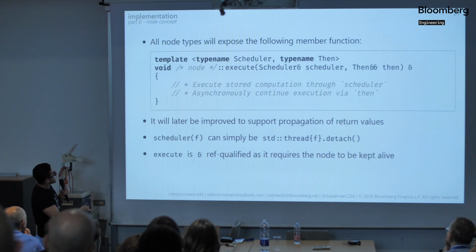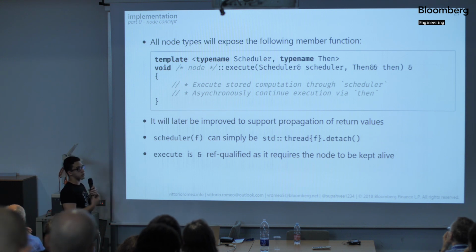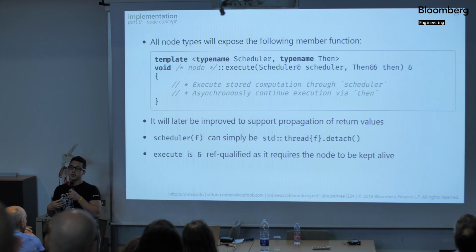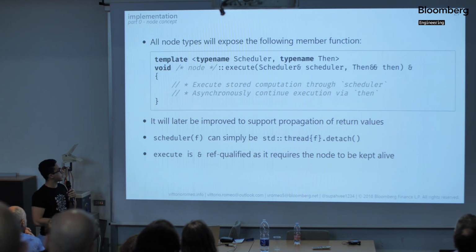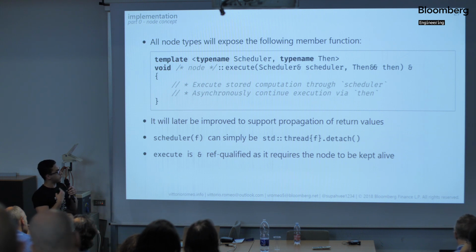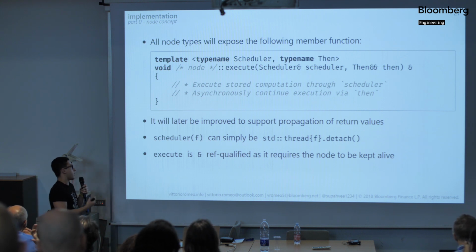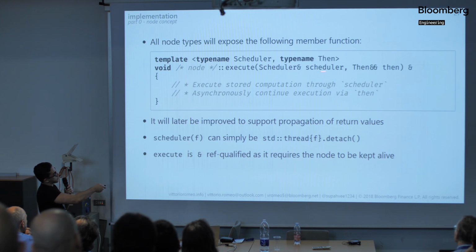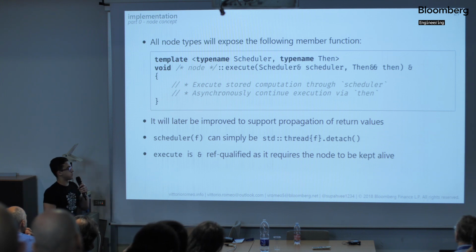So the first thing to define is some sort of concept for our nodes. If you're not familiar with the word concept in the context of C++, a concept is an interface that must be implemented by something, and in this case, the interface is validated at compile time. So if a class has this execute member function that takes a scheduler as the first argument and a continuation as the second argument, then it fulfills the node concept.